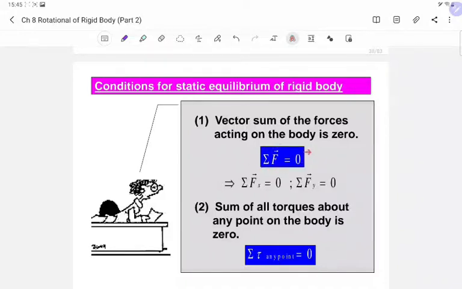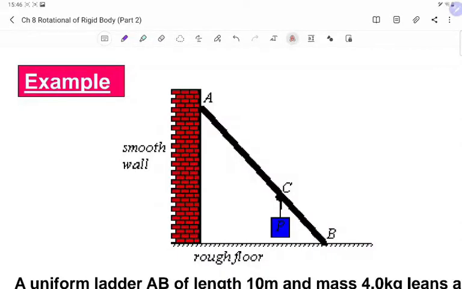The first one is summation F equals 0, meaning that the rigid body is not moving along X or along Y. And then the sum of all torques about any point on the body is 0. So summation of torque at any point on the rigid body is equal to 0. For this diagram, the rigid body is the ladder that we put at rest against a wall. Some of the problems that you might need to solve for this kind of question are to find the reaction at A, reaction at B, and also to find the coefficient of friction force.